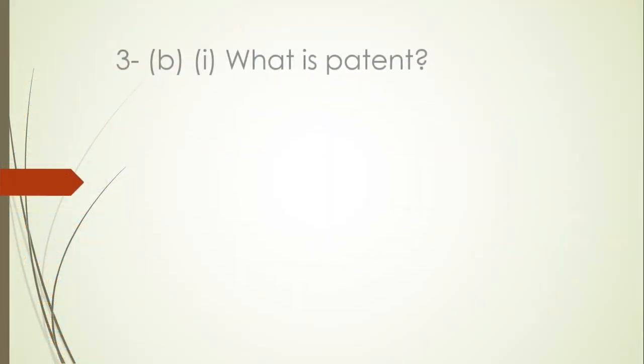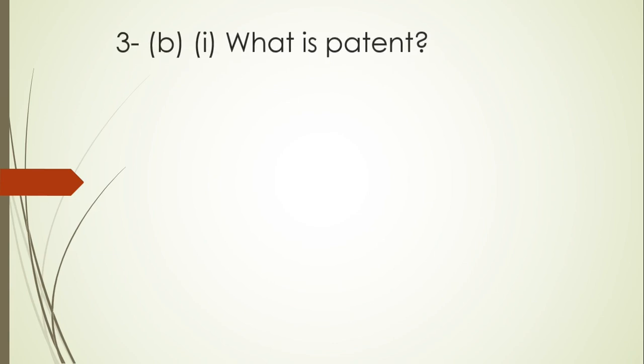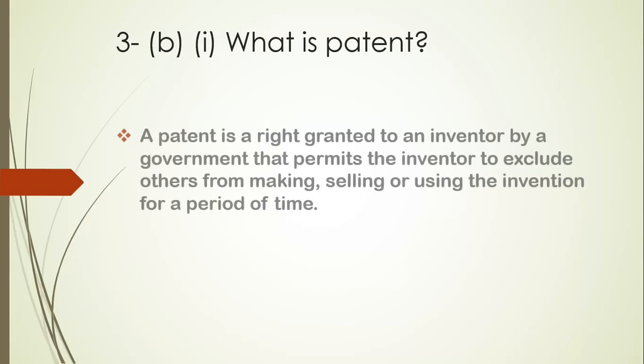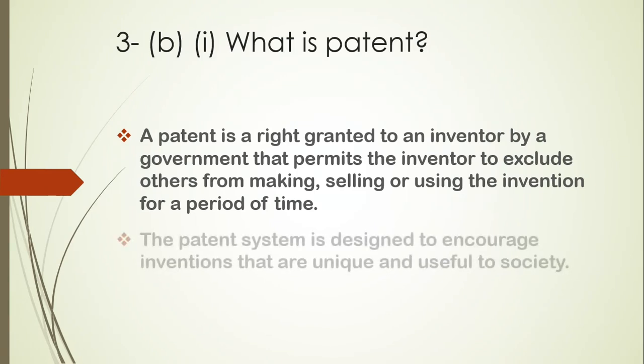Now, question number 3B.I. What is a patent? A patent is a right granted to an inventor by a government, and that right permits the inventor to exclude other people from making, selling, or using the invention for a period of time. And the patent system is designed to encourage inventions that are unique and useful to society. So that is a patent.